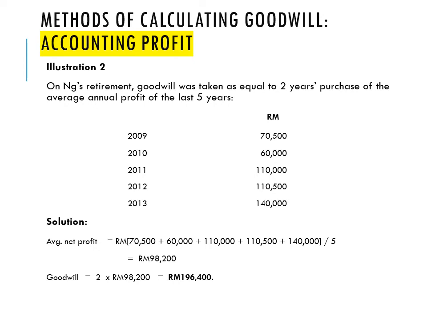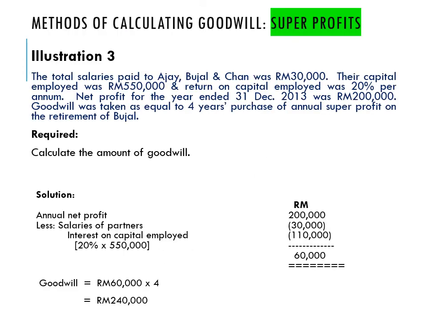And this profit is then multiplied with the 2 years purchase of the average annual profits. Okay, so 2 times 98,200, you will get the goodwill of 196,400. Next, let's take a look at how you could compute the goodwill based on the super profits method.